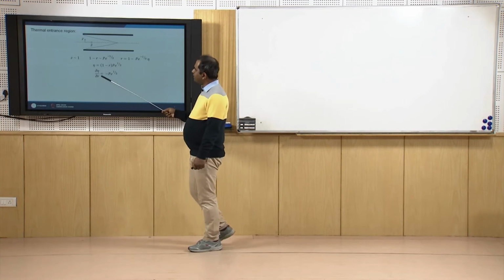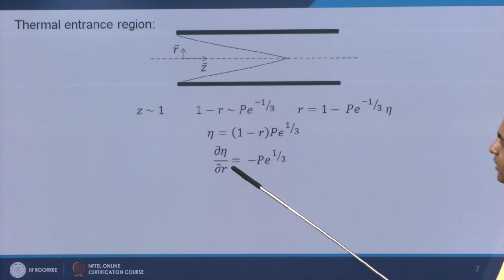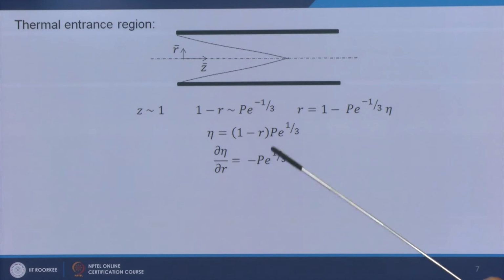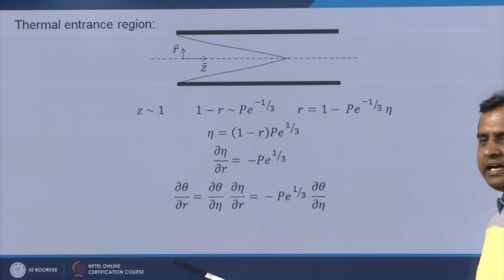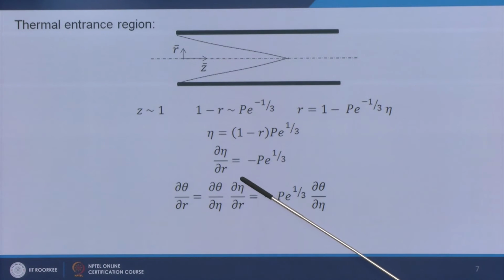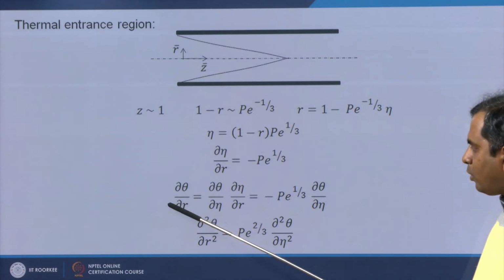So let us find out first del eta del r. So del eta del r, simply it becomes minus Peclet number to the power 1/3, okay, and then subsequently if we try to find out del theta del r, it will be nothing but del theta del eta into del eta by del r. Del eta by del r just now we have found out as minus Peclet number to the power 1/3. So del theta by del r becomes minus Peclet number to the power 1/3 into del theta del eta. Okay.